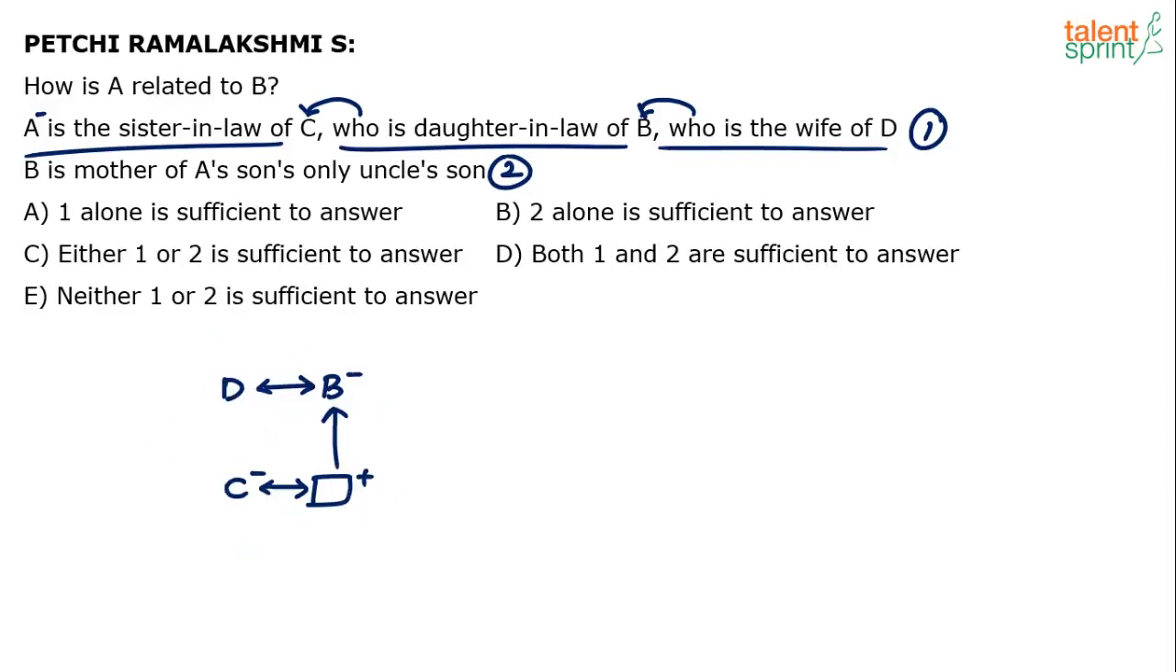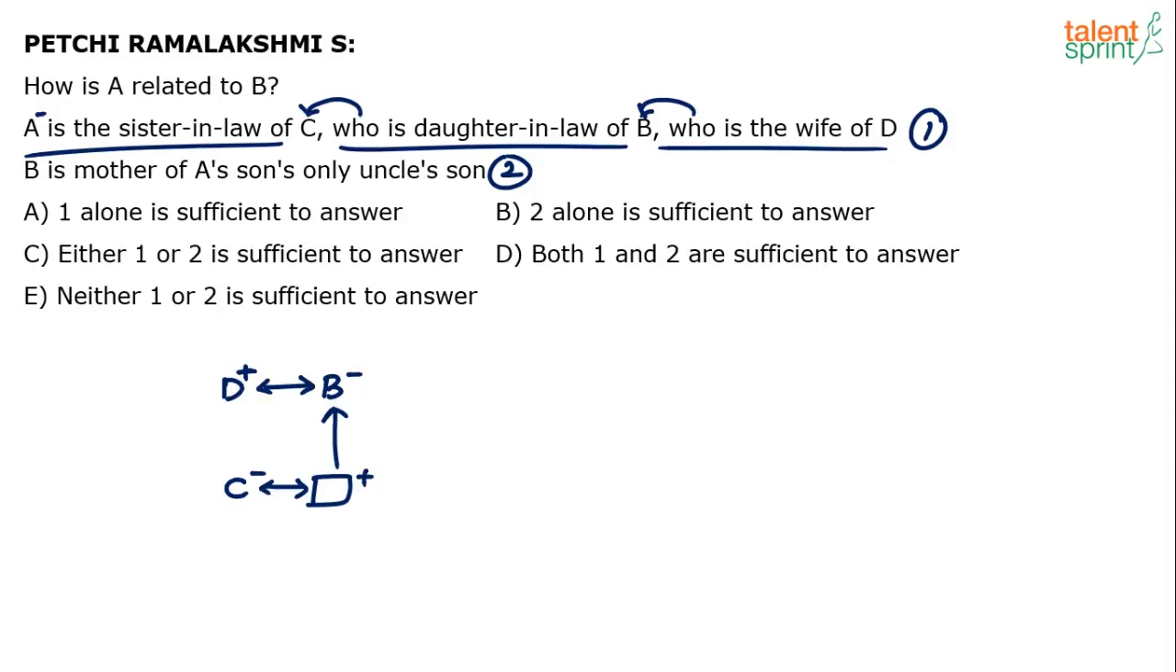If it is a single-headed arrow like this one, it represents a different relationship, father to son or parent to child, siblings, etc. But a double-headed arrow means they are a married couple. So D and B are husband and wife. C and this person are also husband and wife. Now try to connect the sister-in-law leg here. A is the sister-in-law of C. D is the male, first of all. So C is the daughter-in-law of B, who's the wife of D. So that's the part.